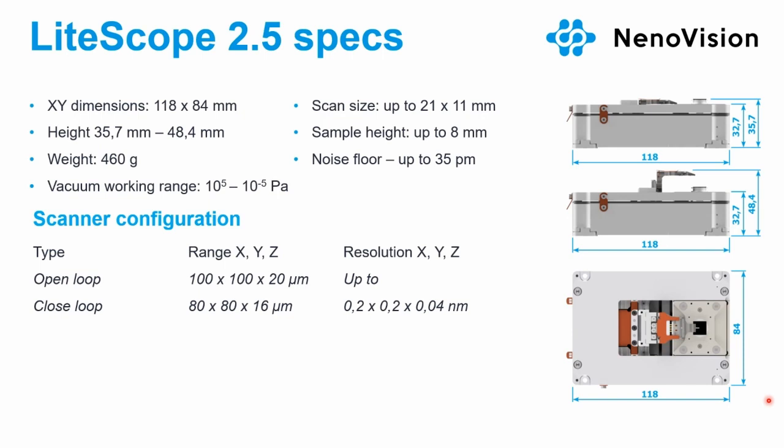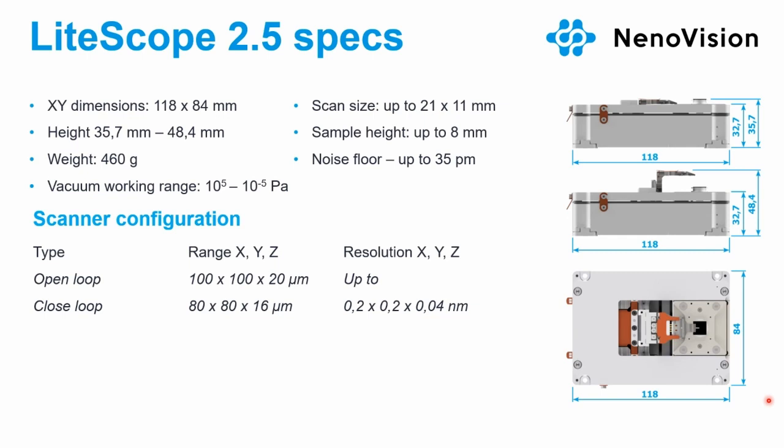If I look into the specification of LiteScope 2.5, from the mechanical point of view the design did not change that much. So I'm happy to keep the very compact size. It's about almost 12 centimeters long and about 8 centimeters wide. The weight is less than 500 grams. It can be operated in vacuum or ambient conditions. But what we have significantly improved is the noise floor. Currently we can state it's up to 35 picometers.